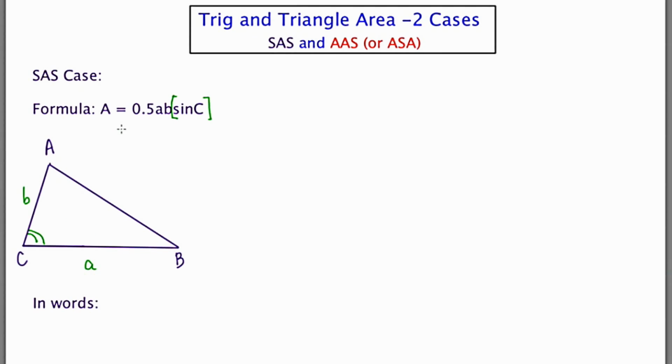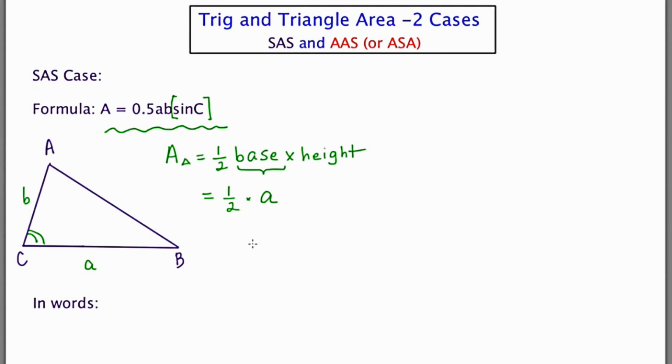And I want to show you that this is the formula, and I'm going to hopefully prove to you why it is. So I'm going to start with what I know from geometry, and that is the area of a triangle is 1/2 base times height. Well, in this particular setup, the base of the triangle is side A. And luckily, I know what that is because it's given to me. Now, what I don't have is the height.